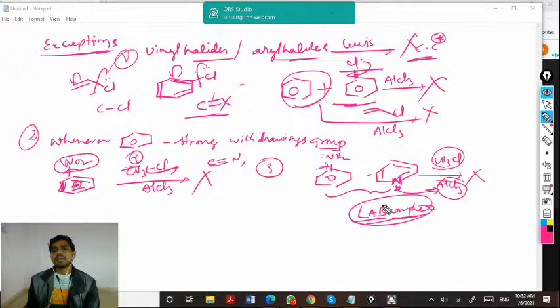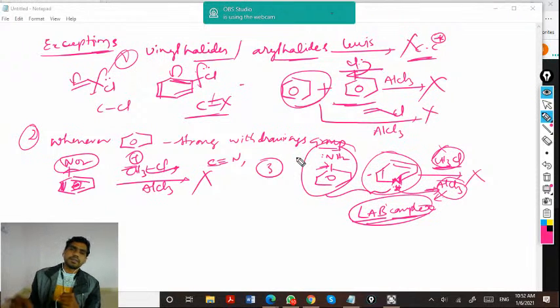So what is going to result? Further electrophile generation will be difficult. When all the Lewis acid has formed the complex, it will not react with the alkyl halide, so electrophile generation will not happen. It is going to stop the reaction when Lewis bases are present. So these are the three exceptions for the electrophilic substitution reaction.